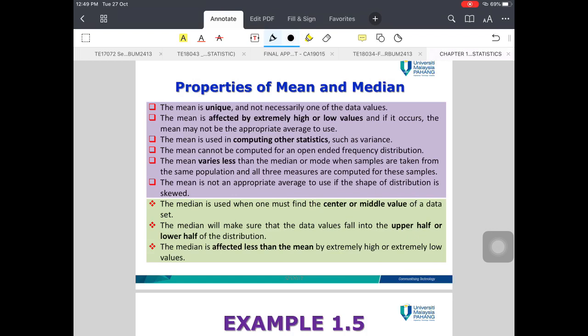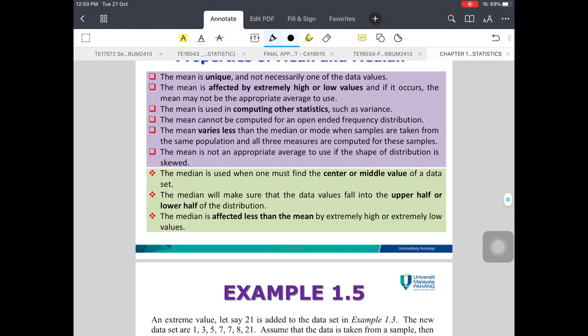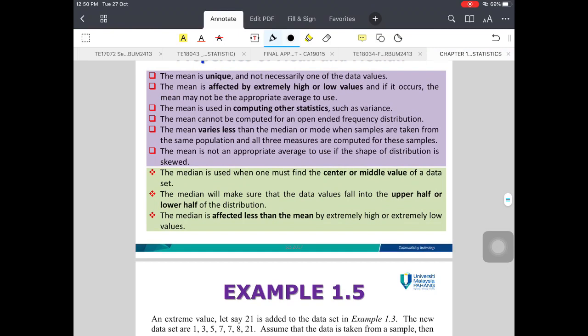Okay, the mean is used in computing other statistics such as variance. The mean cannot be computed for an open-ended frequency distribution. If you have data in an open-ended data set, we cannot compute that kind of value. The mean varies less than the median or mode when the samples are taken from the same population and all 3 measures are computed for these samples. And the last one, the mean is not an appropriate average to use if the shape of distribution is skewed.